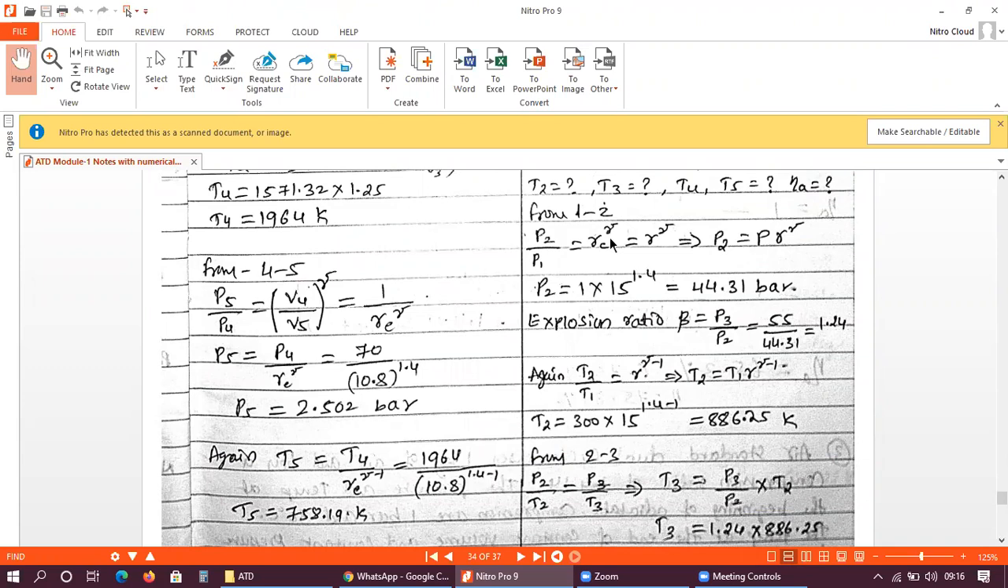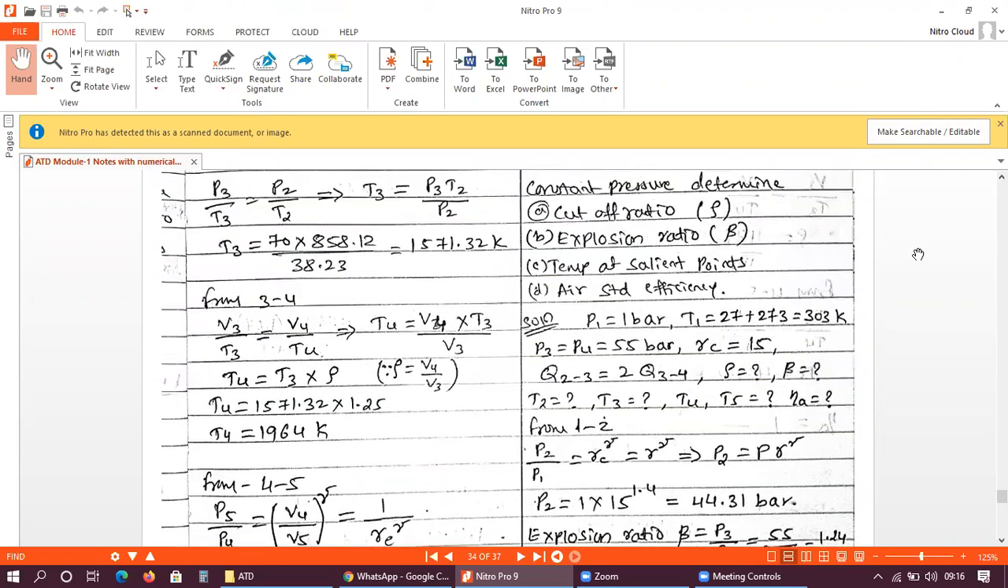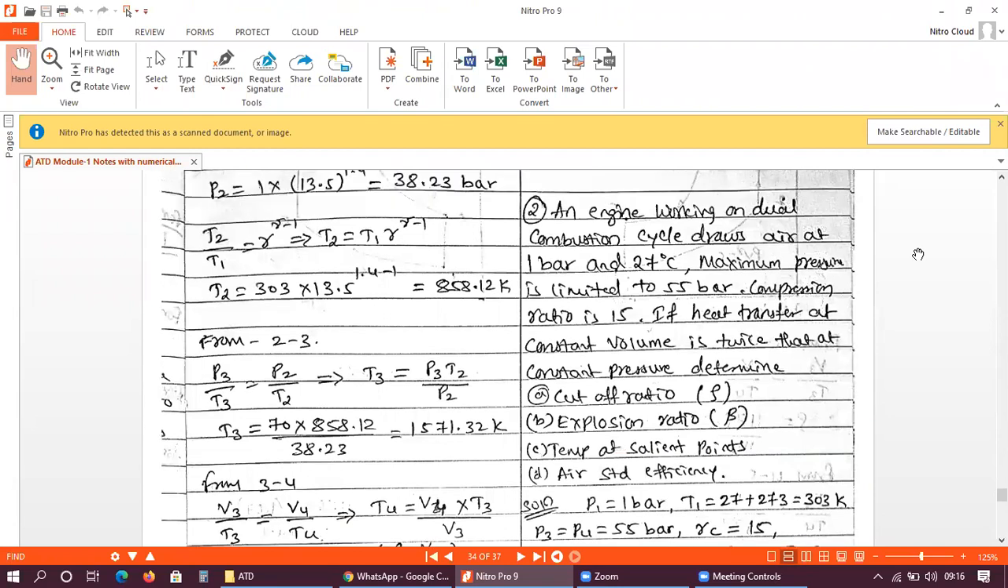Sir, I didn't understand the problem. You are not getting the problem? Basically this is a problem related to a dual combustion cycle, right? Dual combustion cycle.